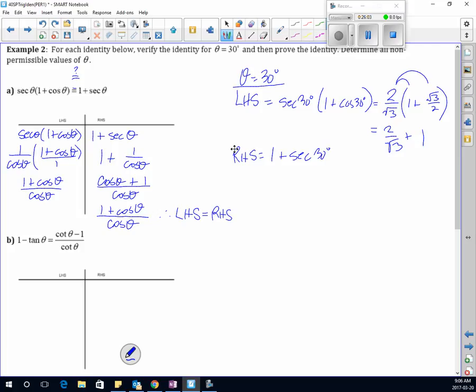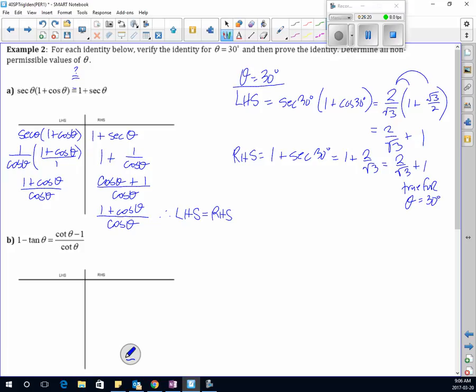So what is that? 1 plus 2 over root 3, which is 2 root 3 plus 1, right? So that means it's true for theta equals 30 degrees.